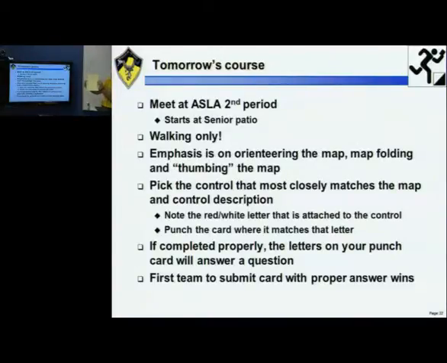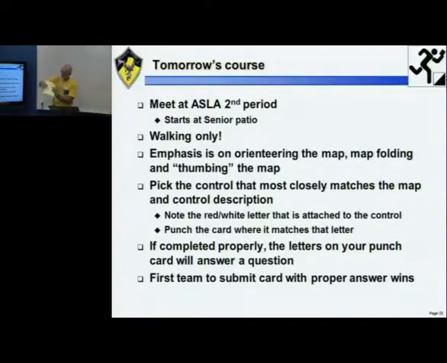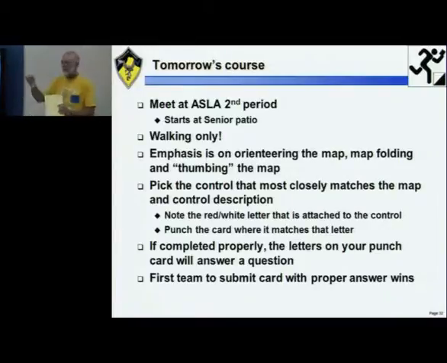What you have here is a punch card. For number one, you've got three choices. Number one on this particular one is a D, an O, and an M. What you'll see hanging off of the control, you're not going to look for the control code. You're going to look for a little red letter that I have hanging off of it. If you think O is the correct answer, you're going to punch it by the letter O. You're going to do that for each of the six in the sequence, and then bring it back to the finish at the senior patio again.